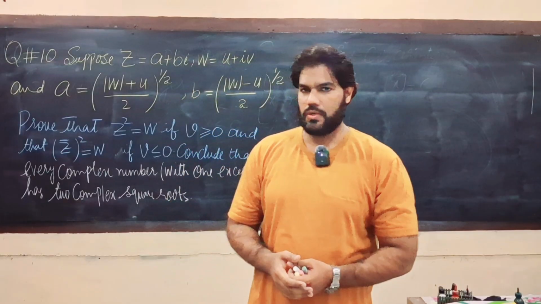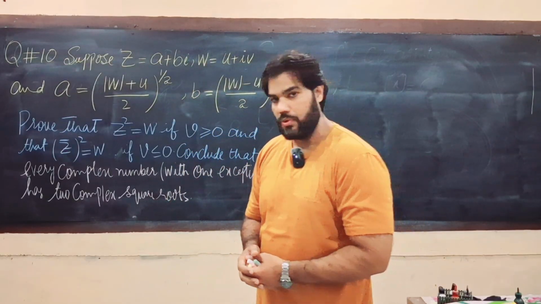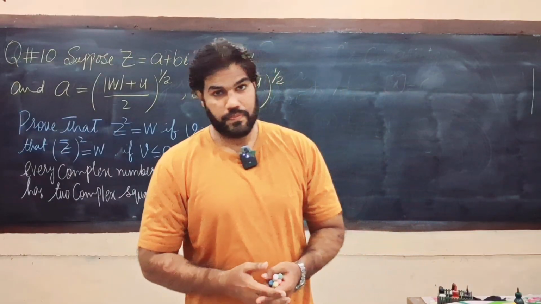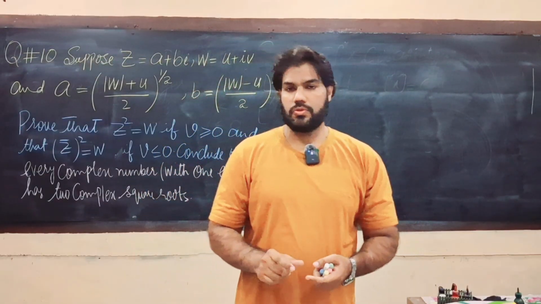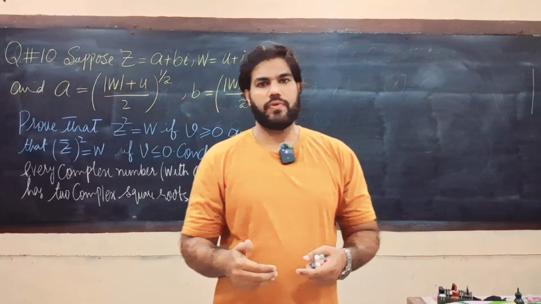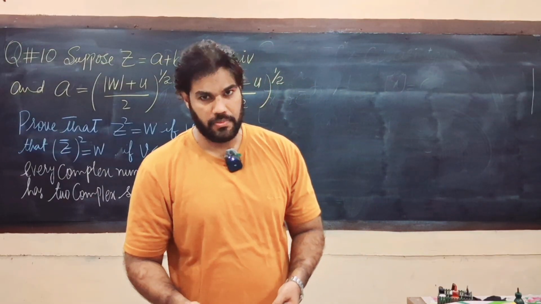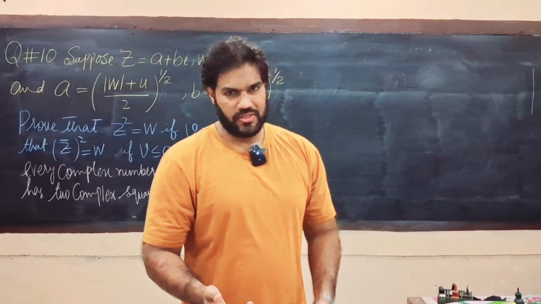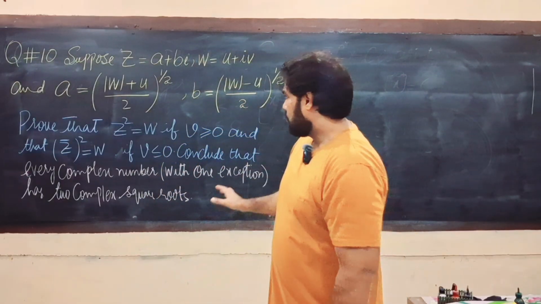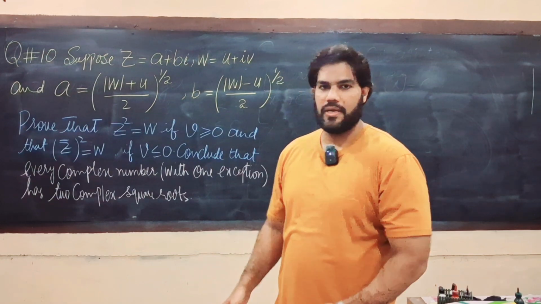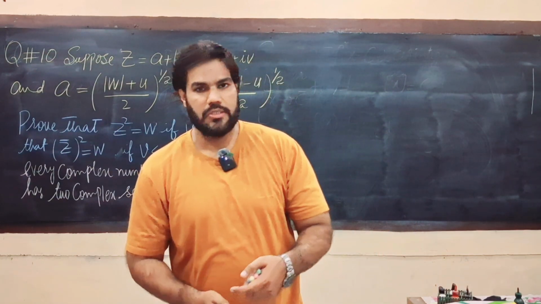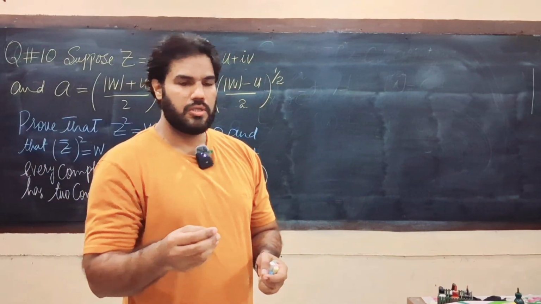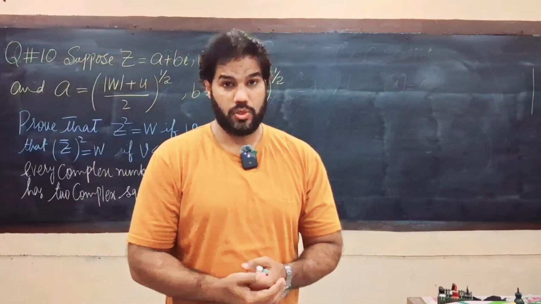In today's lecture, we are going to discuss problem 10 available in the book of Walter Rudin. This problem is related to finding the complex root of a given complex number. This problem gives the formula to find the square root of a complex number. Firstly, we will solve this problem, and at the end of the lecture, I will discuss an example of how we can calculate the root of a complex number by using this formula.